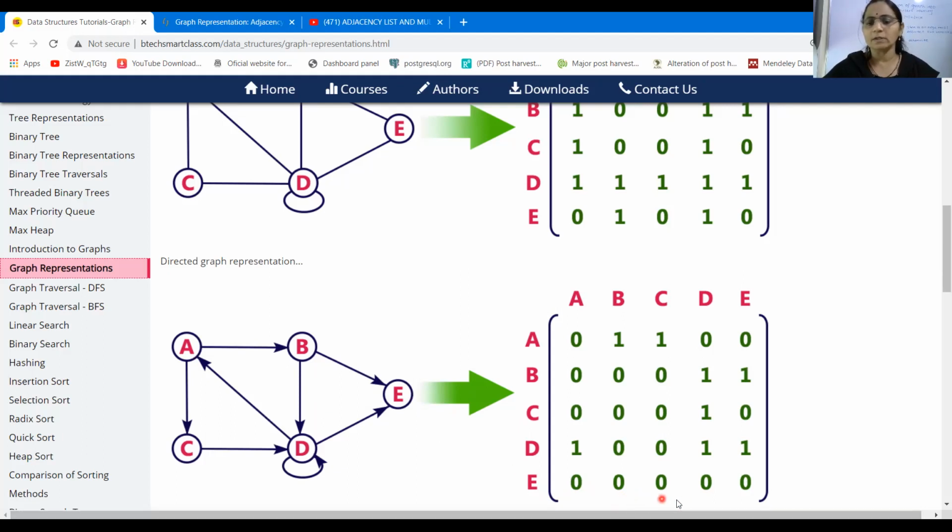And similarly for the other nodes, it is a 0. The reason is that there is no outgoing edge from E to any other nodes. Okay, so this is the first representation, adjacency matrix.